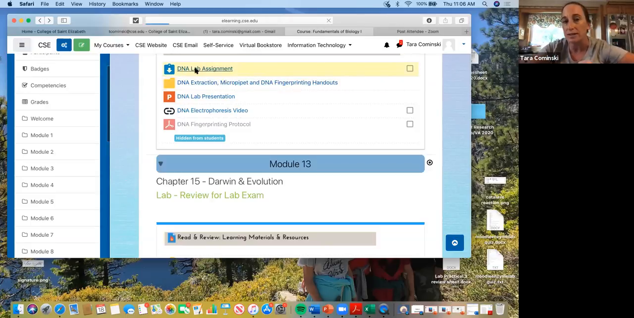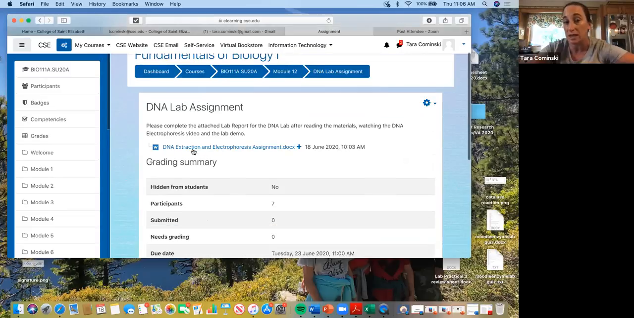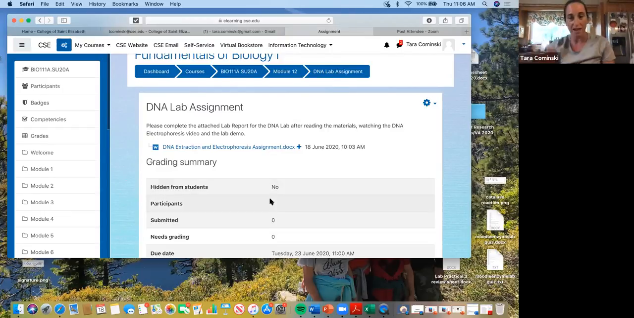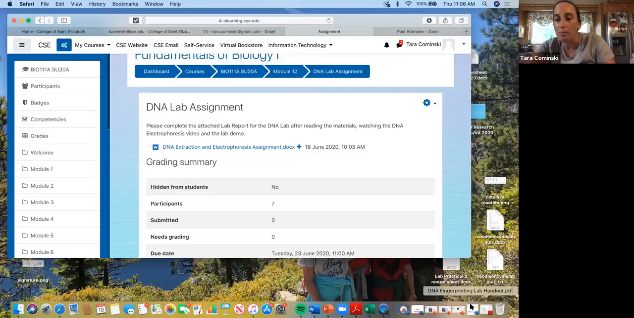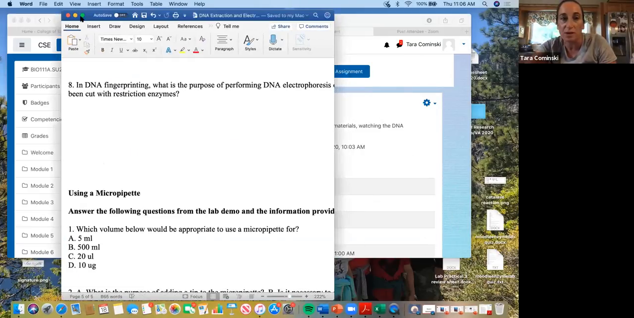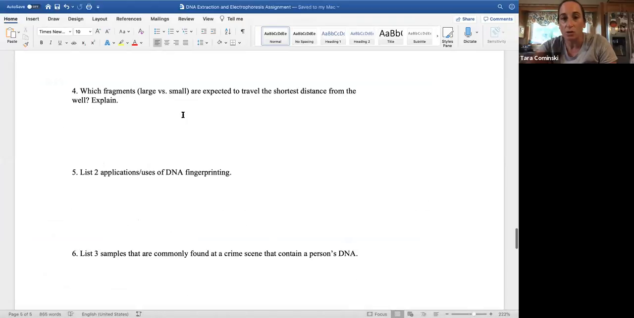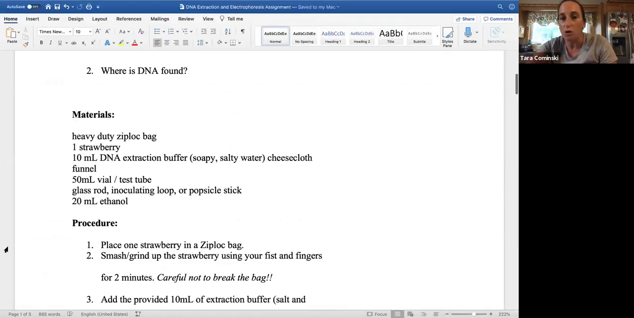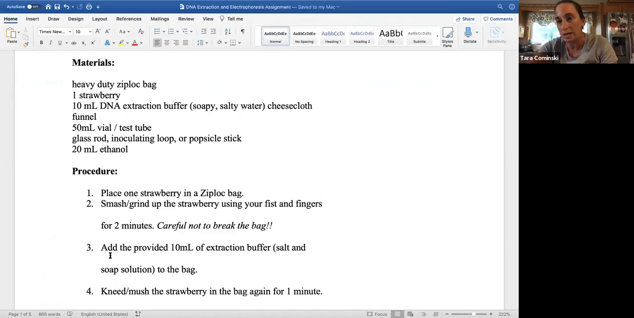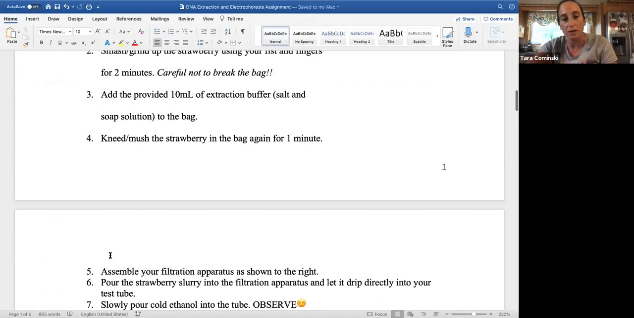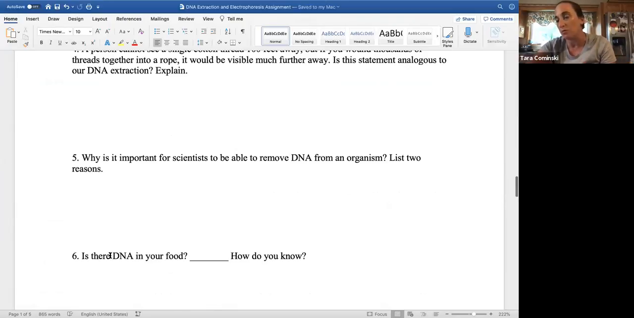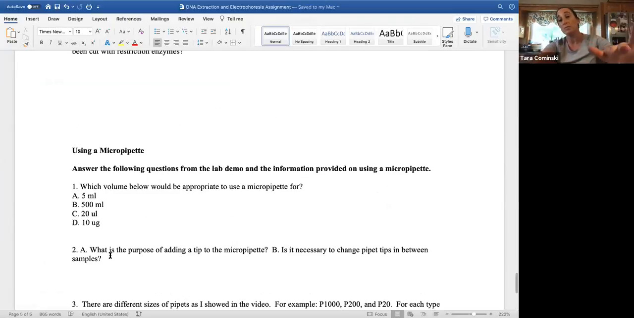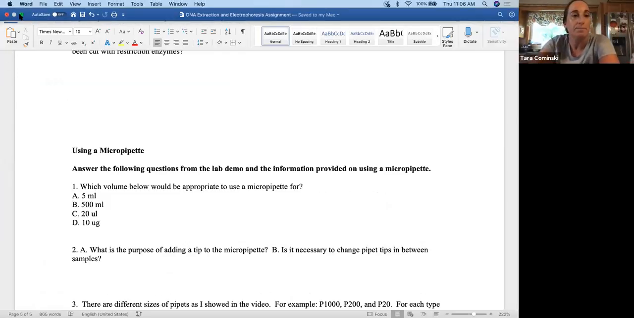In terms of the assignment, it's here. There is a Word document in the assignment, so you want to have that out and ready to go as you're listening to the demo. You can fill that out and complete that lab report as you listen, and I'll be explaining everything. It's a Word document that has questions, and also has the protocol or procedure for the DNA extraction I'll be doing. You can actually do this at home if you really wanted to. Then there are questions that go through all the different parts. That's going to be your assignment for that lab.